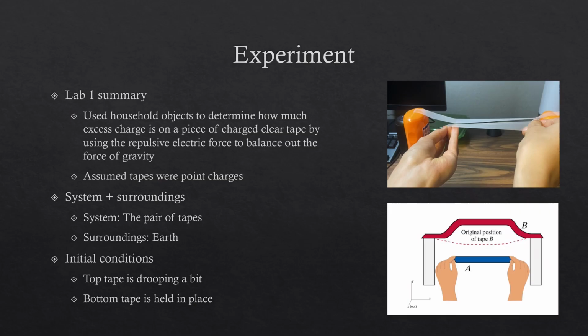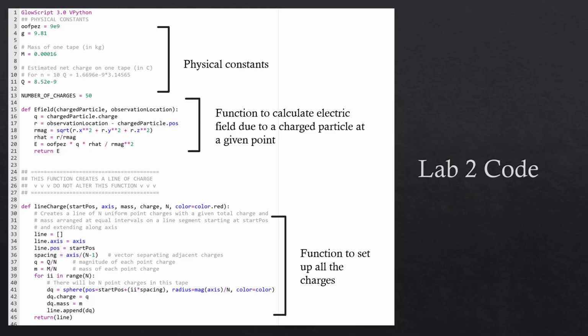And then for the initial condition, the top tape was drooping a bit, and then the bottom tape was held in place. Then when we moved the bottom tape near, the top tape started to float a bit due to the repulsive electric force. And then here's my actual code for Lab 2.